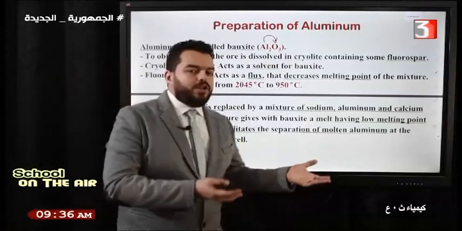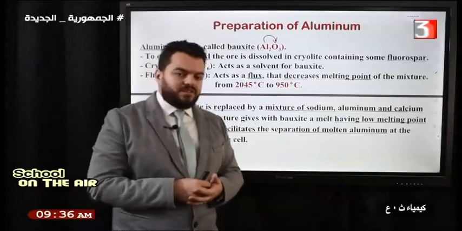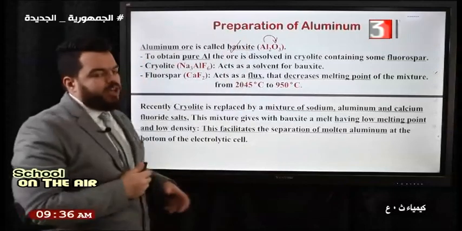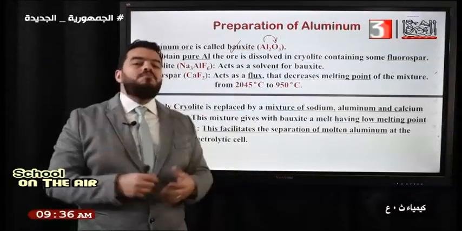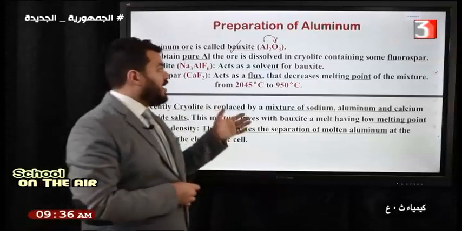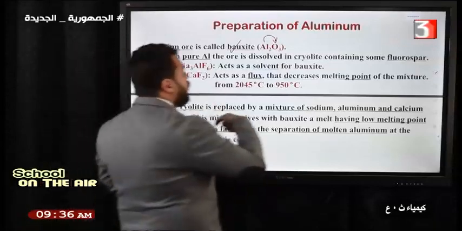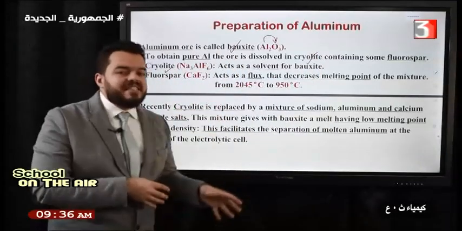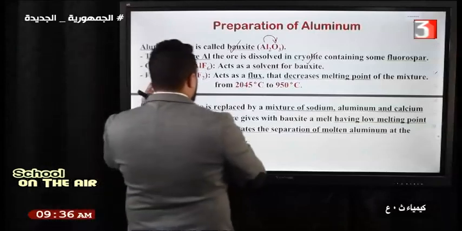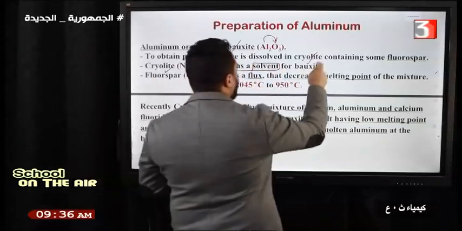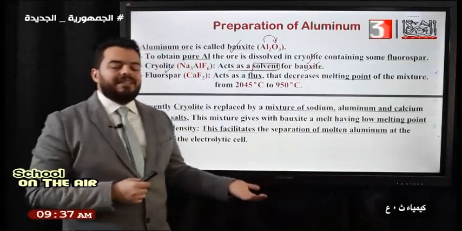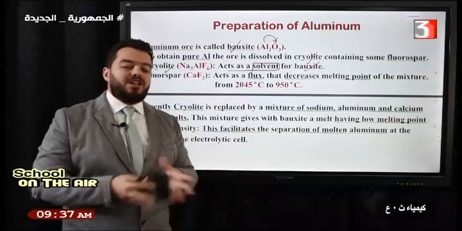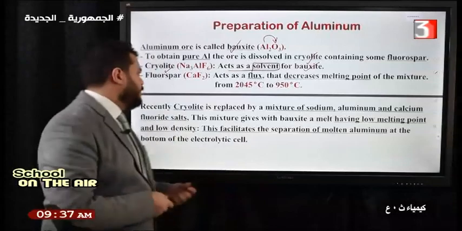Okay, the aluminium ore which we get from the Earth's crust is a solid substance called bauxite. And we have studied that the electrolyte must be liquid, so the bauxite must be dissolved in its solvent, which is cryolite, sodium aluminium hexafluoride. So the cryolite acts as a solvent for bauxite to convert it from the solid state into a liquid state, to be ionized and free to move in the electrolytic cell.